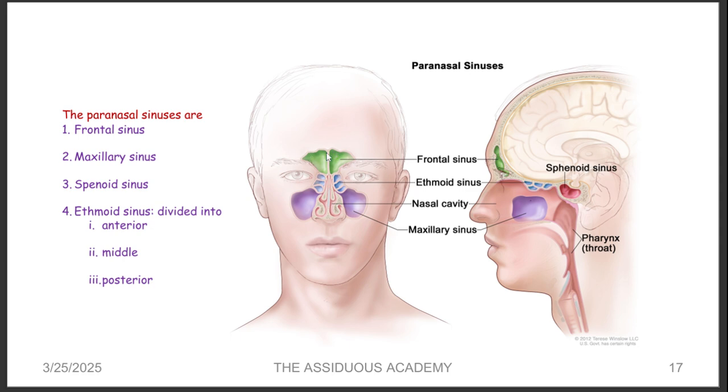So these are the paranasal sinuses. In the frontal bone, you have the frontal air sinuses; in the ethmoid bone, the ethmoidal air sinuses. The ethmoidal air sinuses are anterior, middle, and posterior, so you need to know that. Then in the maxilla, you have the maxillary air sinuses, and in the sphenoid, the sphenoidal air sinus.